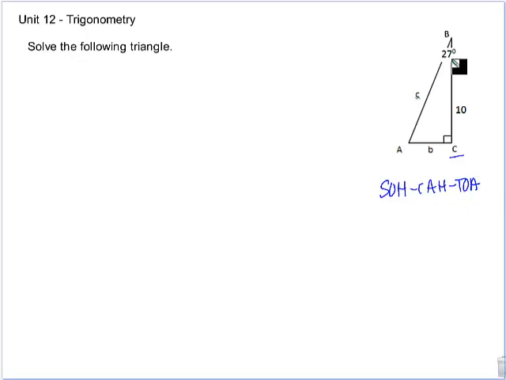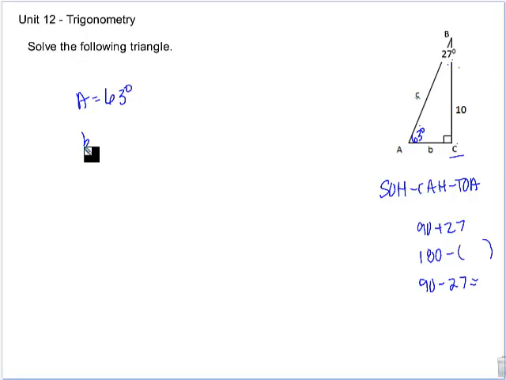We know one angle is 27. We know this angle is 90, so we can easily find the third. You can add 90 and 27 up, and then subtract from 180 to get the third. Or because this is a 90-degree angle, you know your other two angles have to be complementary, so you could just take 90 minus 27. Doesn't matter which way you do it. Either way, you're going to get your third angle to be 63 degrees. So angle A is 63 degrees.